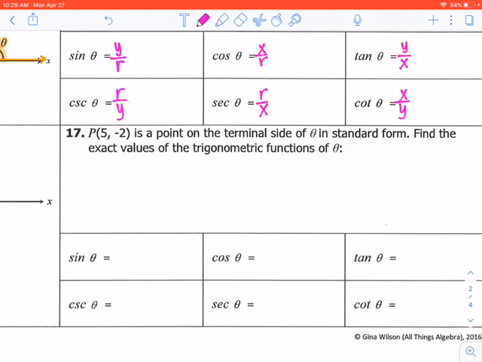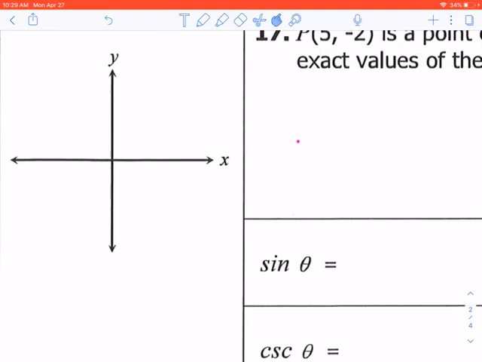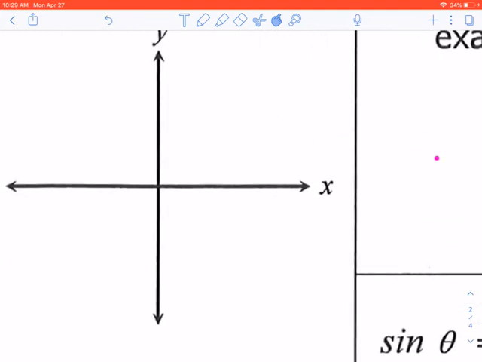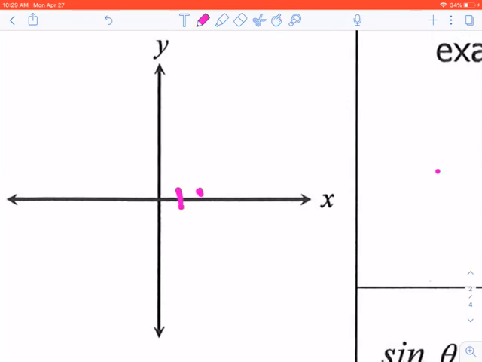So let's put this into an example. We have the point 5, negative 2. It's a point on the terminal side of angle theta in standard form. We are going to find the exact values of the trig functions for theta. So if I come over here, let's put the point 5, negative 2 on our coordinate system here. So I'm going to draw in 5, negative 2. 1, 2, 3, 4, 5. And then 1, 2. That's going to be this point right here. This is going to be the point 5, negative 2.